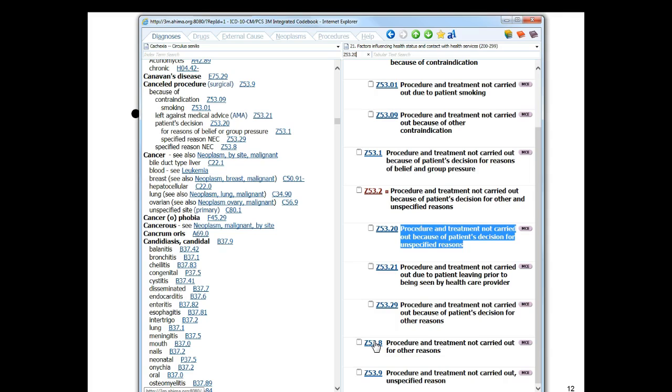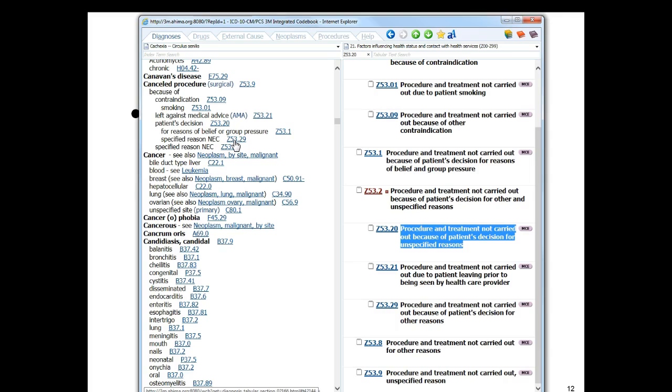In this first example, the patient came in for a hysterectomy because of uterine fibroids. Now, the principal diagnosis here is going to be uterine fibroids, or leiomyoma of the uterus. But shortly after the patient came in, she told the nurse that she was having second thoughts and she was not going to have the procedure, and so she was discharged. So our principal diagnosis code is D25.9, which is the leiomyoma. And then the Z53.29, that is the specified reason, NEC, patient's decision.